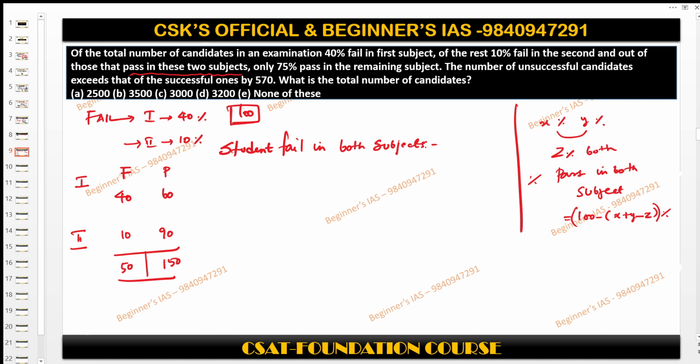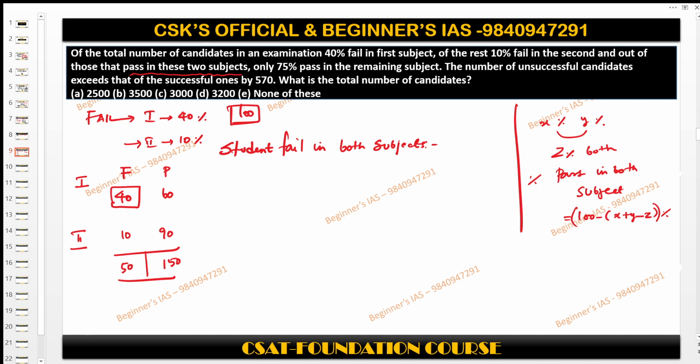Sir, initially there is 40 fail, so the remaining is 60 pass. Out of that 60, I am taking 10%, which is 6%, which has failed. If I minus this 6% from 60, I am getting 54.